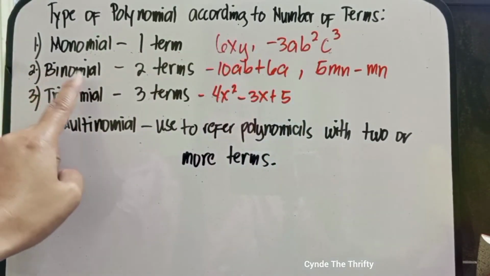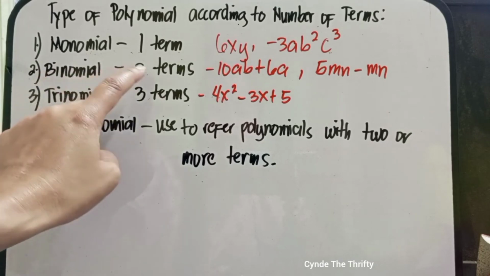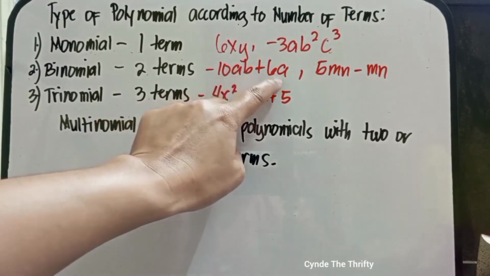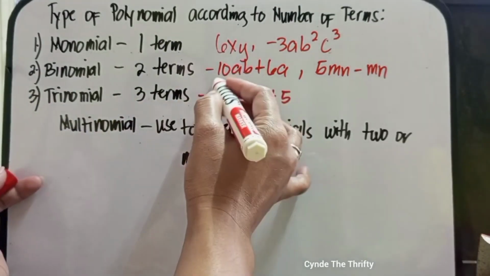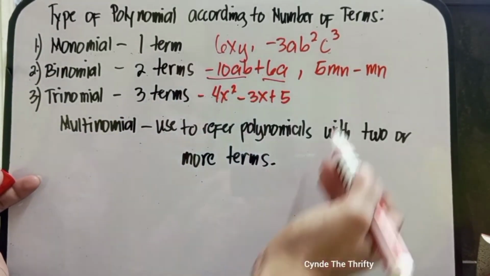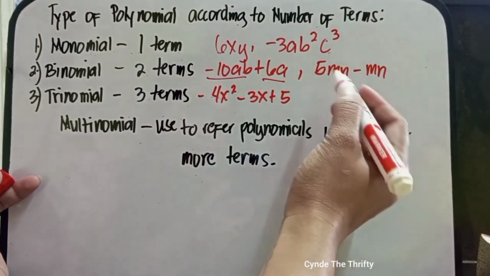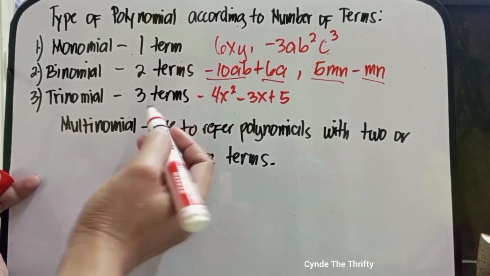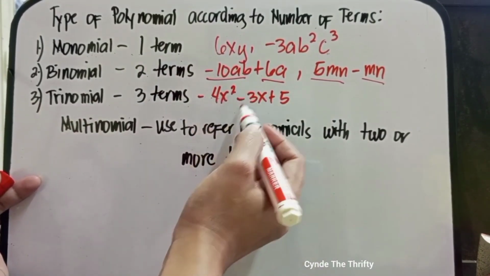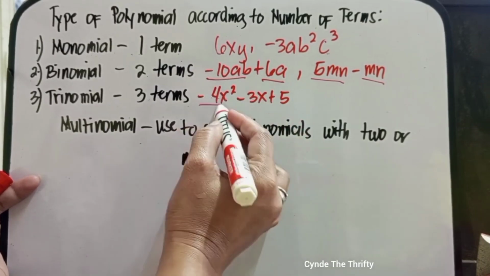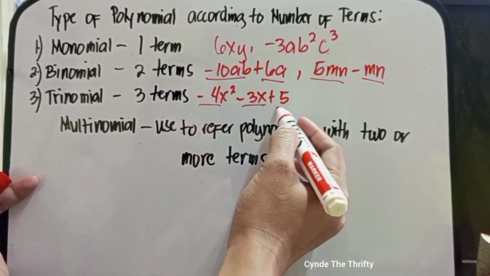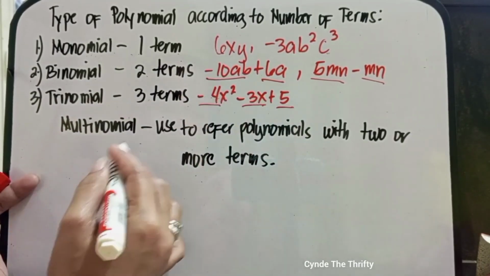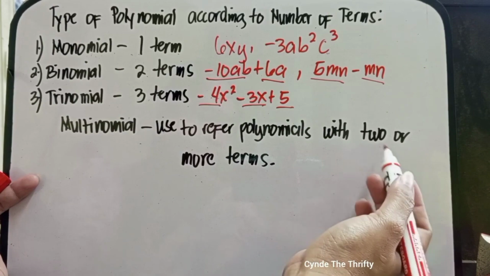Another, binomial. So, that means bi is 2. That is 2 terms. For example, negative 10ab plus 6a. So, dalawang term na tayo dito. Ito isang term and ito isang term. Another example, 5mn minus mn. So, one term and one term. Trinomial, 3 terms. For example, negative 4x squared minus 3x plus 5. So, 1 term, 2 terms, 3. Okay, so 1, 2, 3. That is 3 terms. Multinomial is used to refer to polynomials with 2 or more terms.